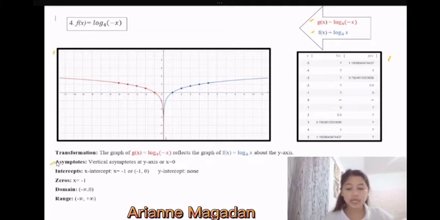There is a vertical asymptote at the y-axis, or x equals 0. For our intercept, since it reflects about the y-axis, it flips to the other side, and therefore instead of +1, our x-intercept is x equals -1. For our zeros, the same as the x-intercept, x equals -1.